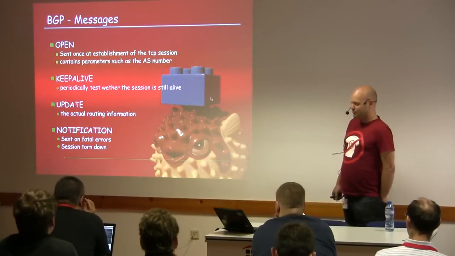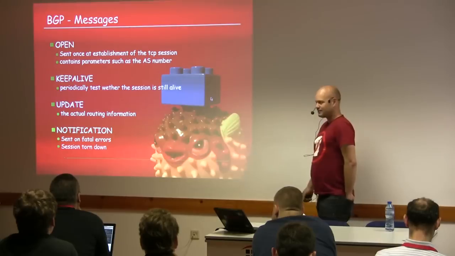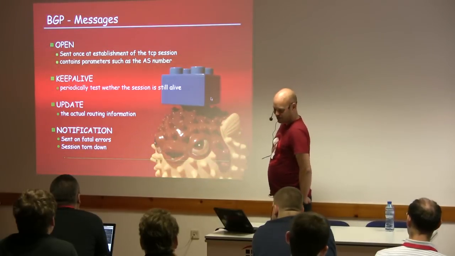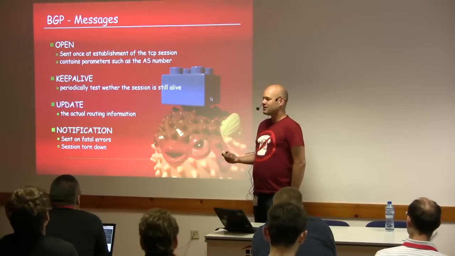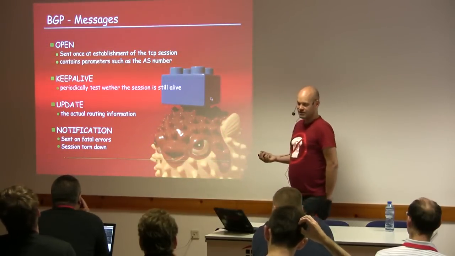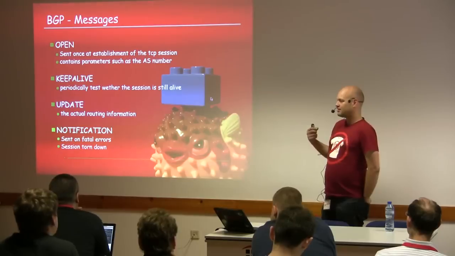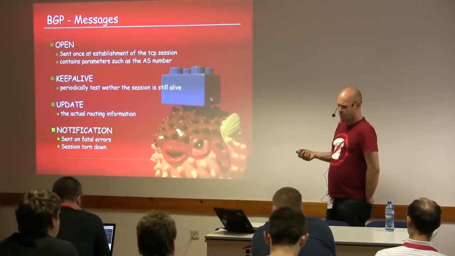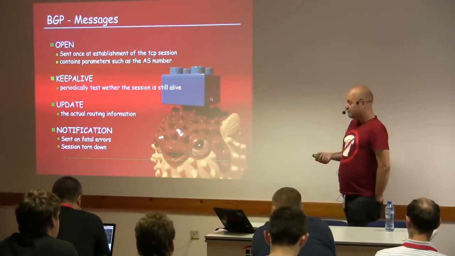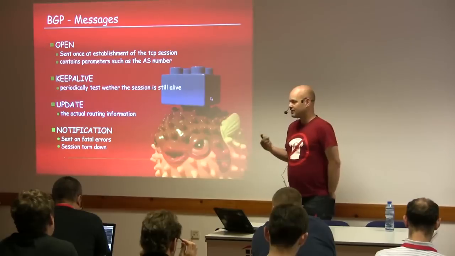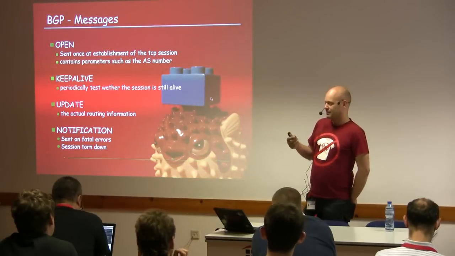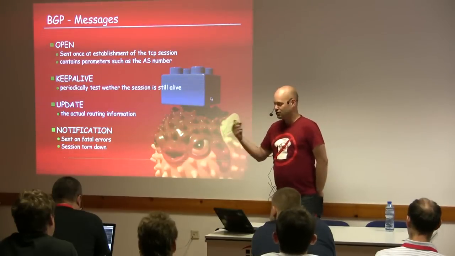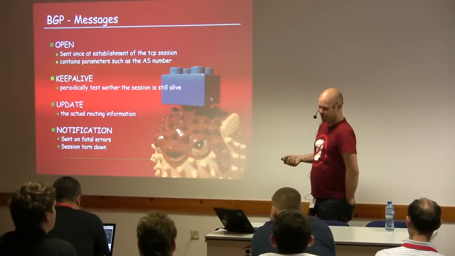BGP really only knows about 4 messages. There's a 5th added later, but basically 4 messages. There's an open message that you send once the TCP session is established that tells your peer your own AS number, a couple of timing parameters and stuff like that. There are the keep alives I already mentioned that are frequently exchanged to make sure that the connectivity between the BGP speakers is still there.